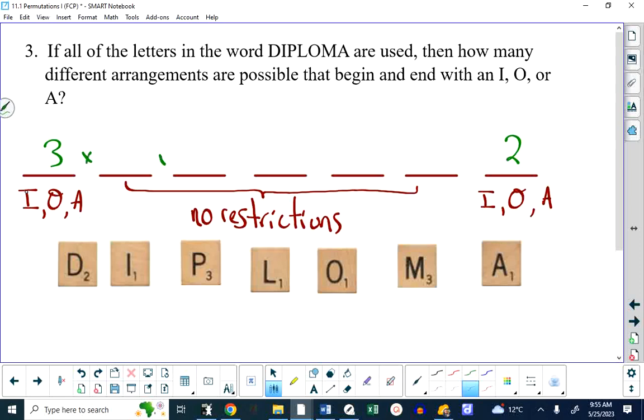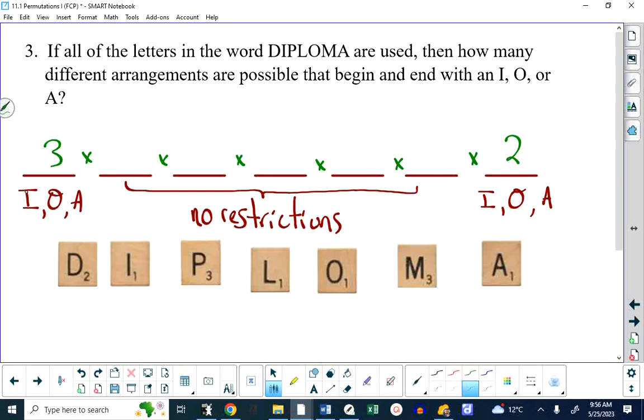We don't have to fill in the remaining blanks in any particular order, but I like to go left to right. Who can tell me what number is going to go in the second blank? It is 5. Because we've filled in 2 of the blanks, we've used 2 of the letters, and we had 7 letters to begin with. One of those 7 is still an I, an O, or an A, but who cares? We still have, out of the 7, 5 left.